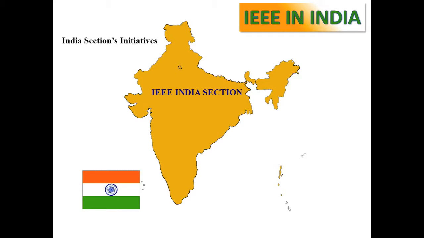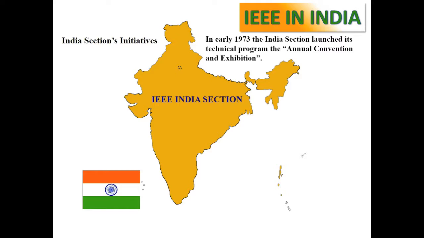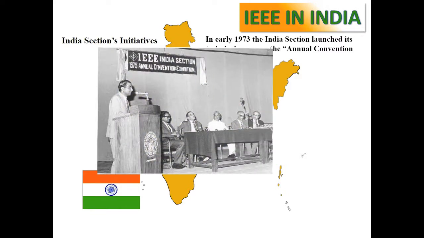To establish links with all IEEE members across the country, the India section launched two major initiatives. The first one was publication of a newsletter in April 1972. It was sent out by mail service. This newsletter has continued to be published regularly for the last four decades, and is now circulated by email. The second initiative launched in 1973 was an annual convention and exhibition. It included display of projects and student paper contest.